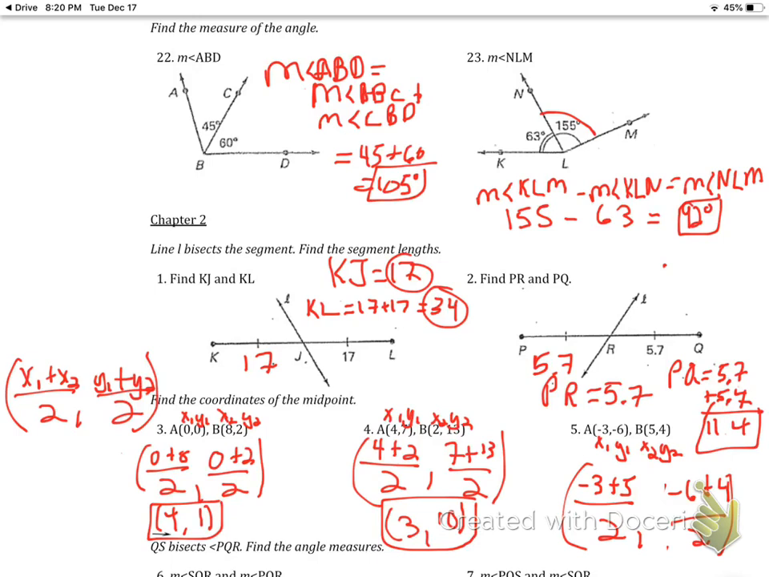Okay, so when I do this, I have negative 3 plus 5. So that's the same thing as 5 minus 3. So that's 2 divided by 2, which leaves me with a 1. And then here we have negative 6 plus 4. Well, negative 6 plus 4 gives me negative 2, divided by 2 gives me a negative 1. So we have 1 comma negative 1. Okay, I'm going to switch my slide.